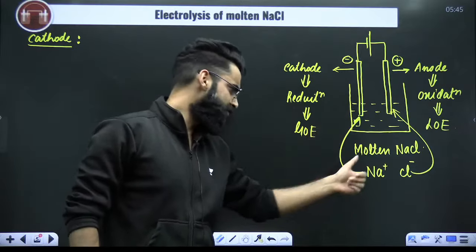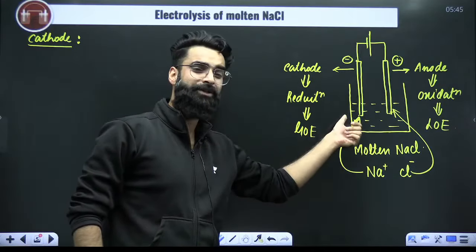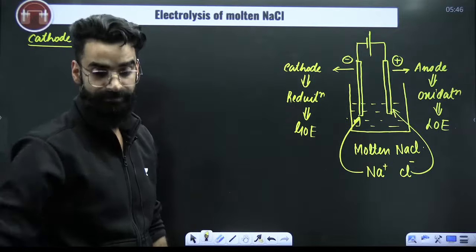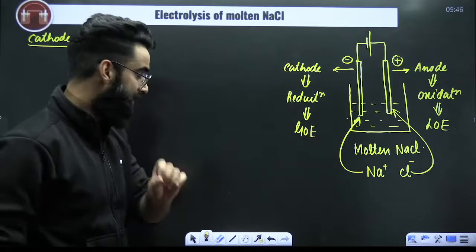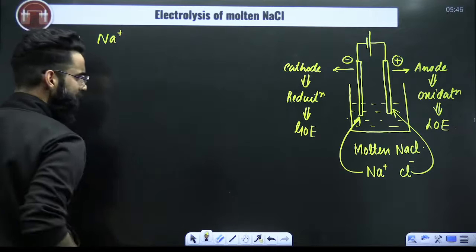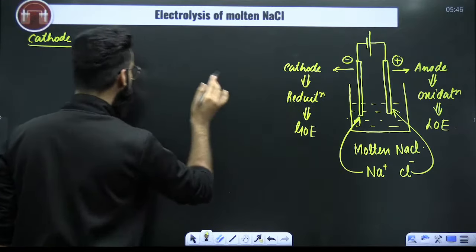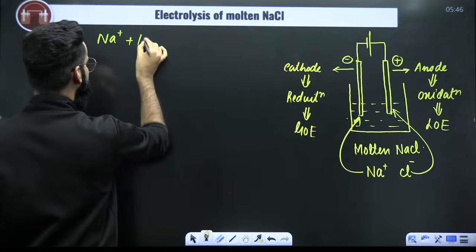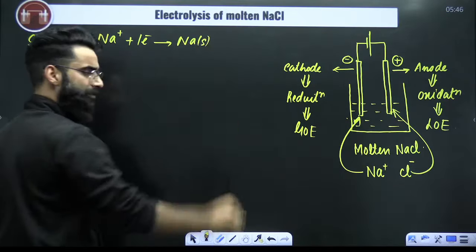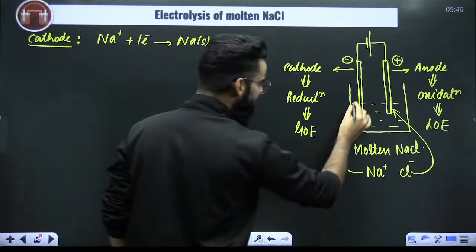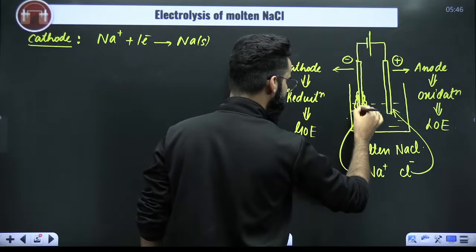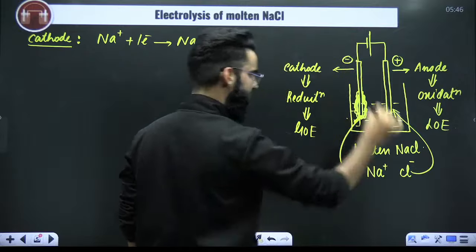Reduction happens. So the Na positive which is going towards cathode will undergo reduction. Reduction involves gain of electrons. So at cathode, your Na positive will undergo reduction. It will gain one electron and will get converted into Na solid, right? And this particular Na solid will start getting deposited on this particular rod.